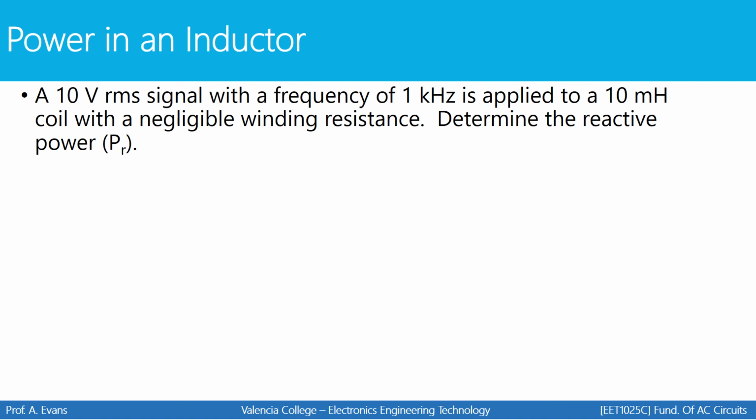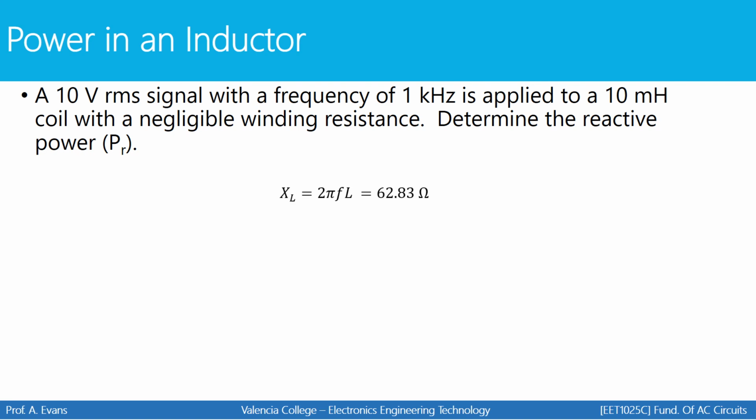So let's say that you have a 10 volt RMS signal with a frequency of 1 kilohertz applied to a 10 millihenry coil, that's an inductor, with a negligible winding resistance. That means ignore the winding resistance. We're going to determine the reactive power.